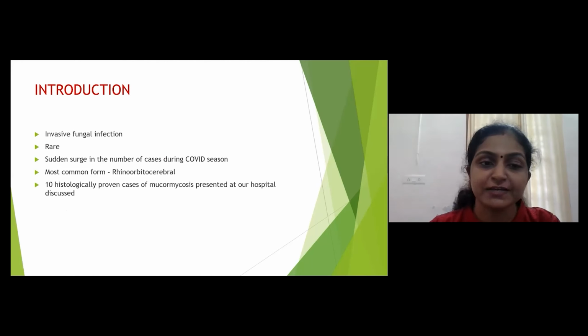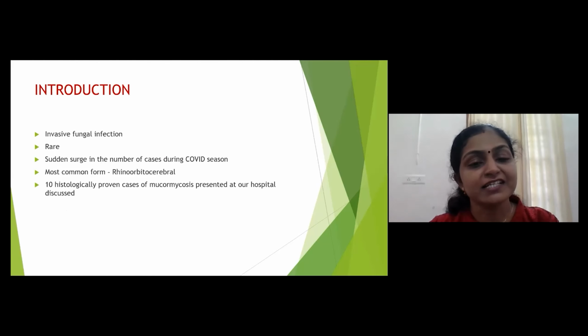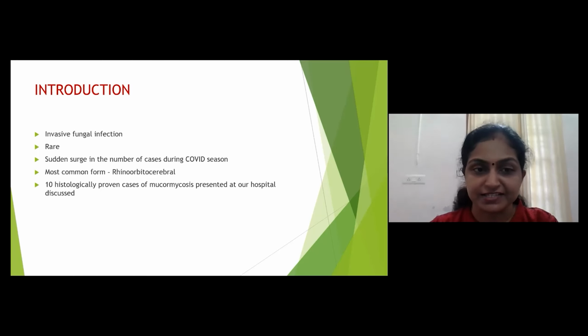Coming to the introduction, mucormycosis is an invasive fungal infection. It is very rare. There's a sudden surge in the number of cases during COVID season, the most common form being rhino-orbitocerebral. 10 histologically proven cases of mucormycosis which presented at our hospital are being discussed.